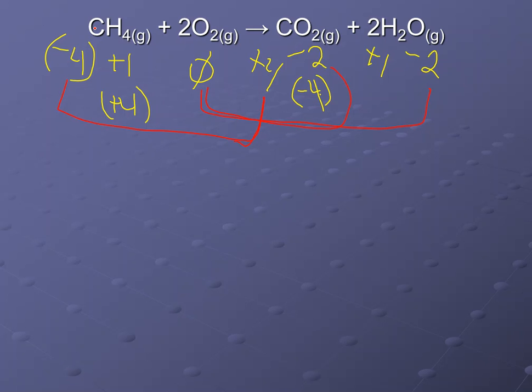So the carbon here was oxidized in this particular reaction. The oxygen went from a 0 oxidation state to a -2 oxidation state in both of these compounds here. So the oxygen had a reduction in oxidation state, so it was reduced. So in this case, the carbon is oxidized and the oxygen is reduced.